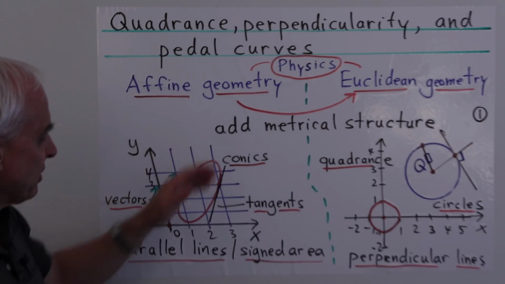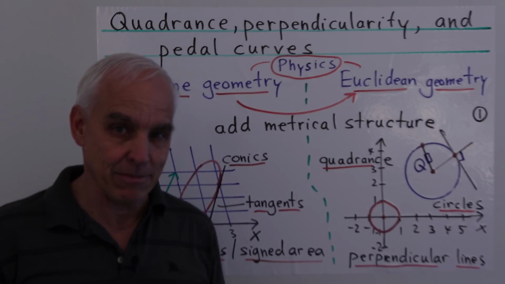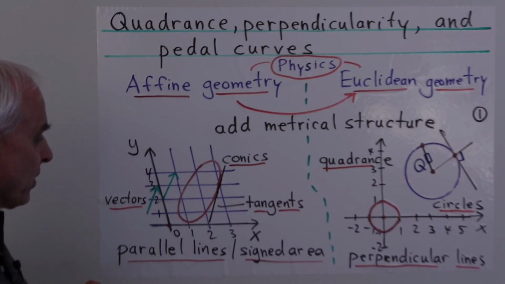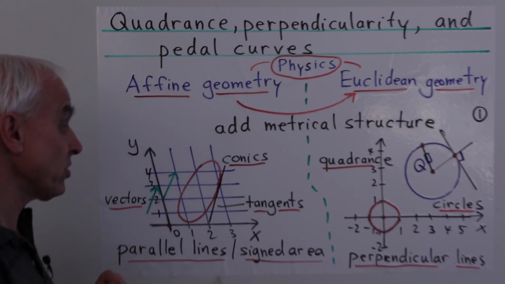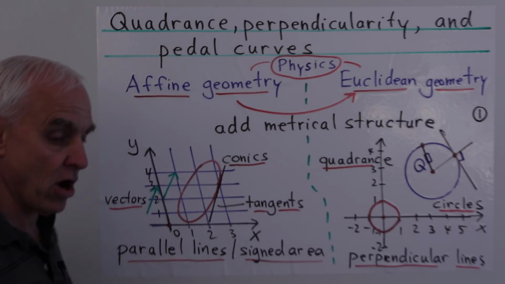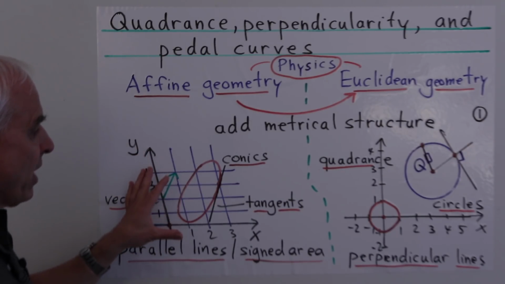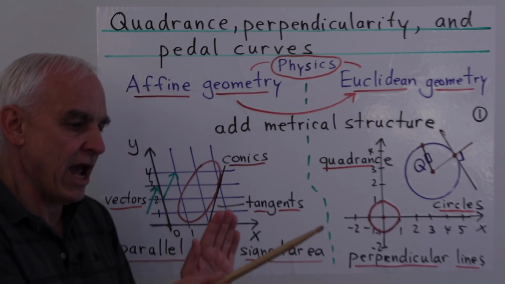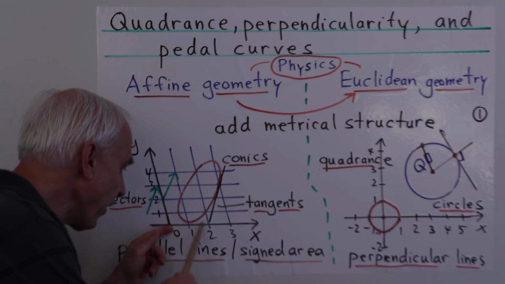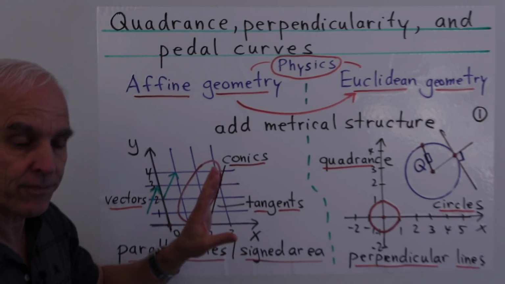So affine geometry is basically a planar geometry, say, based on the notion of parallelism. And with parallelism, we can do a lot of things. We can talk about vectors. We can talk about signed areas. We can talk about conics. We can talk even about tangents to, say, a conic or a more general curve at a point. So there's lots of things that we can do, but we don't really have a sense of measurement aside from being able to compare segments in an equal direction and being able to compare areas.